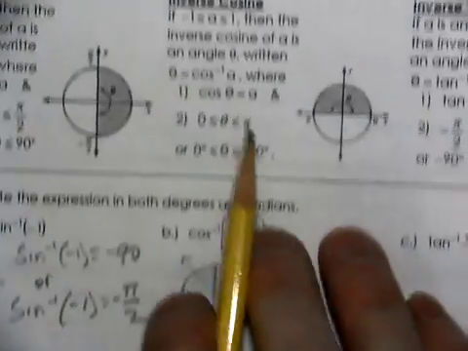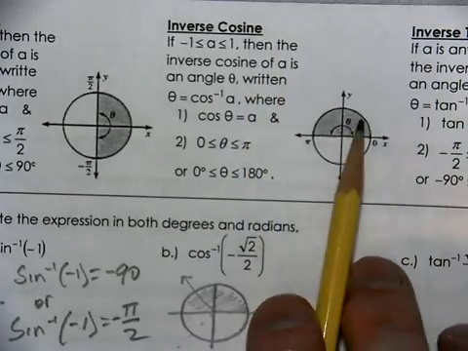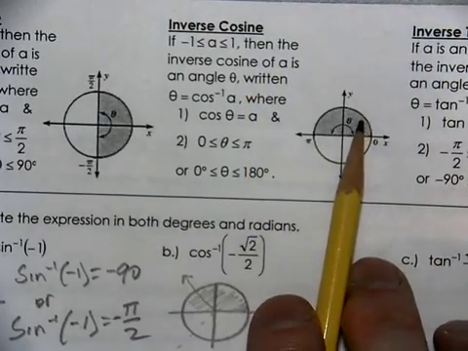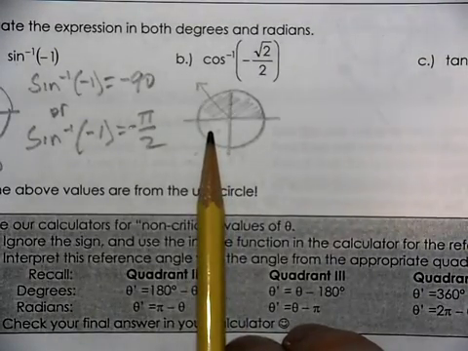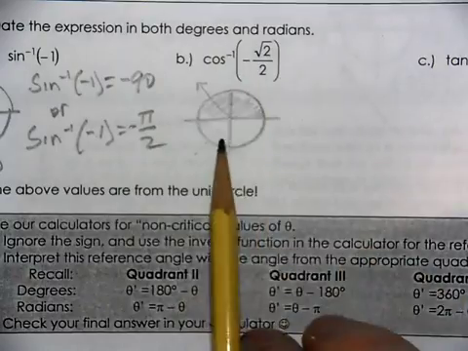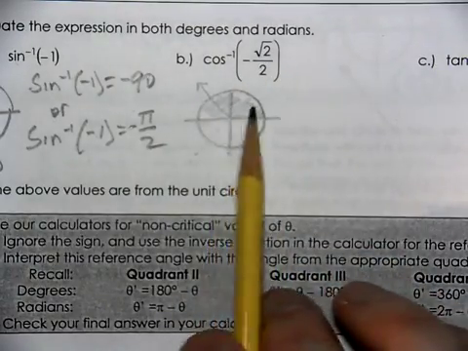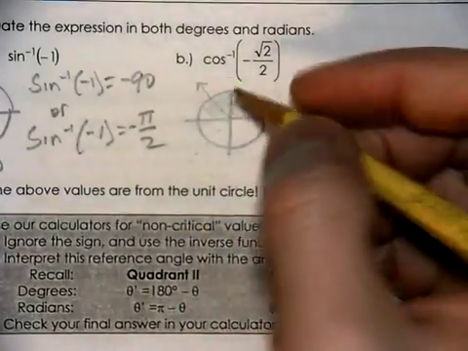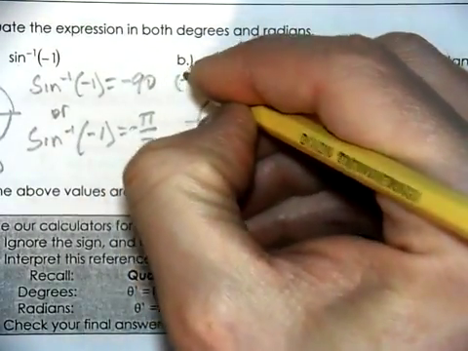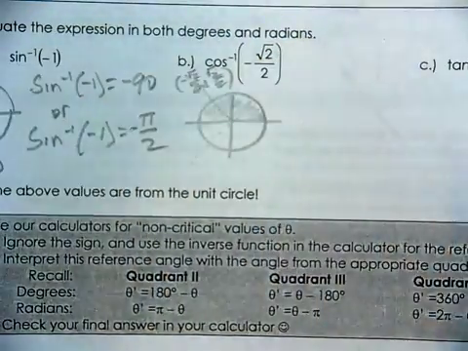Looking up at our notes, when we do inverse of cosine, we're looking for our values in quadrant 1 or quadrant 2. So we don't want to consider this answer over here in quadrant 3. It's not specifically asking for that, so that implies that we're looking for the first or second quadrant. So these coordinates here are negative root 2 over 2, positive root 2 over 2.